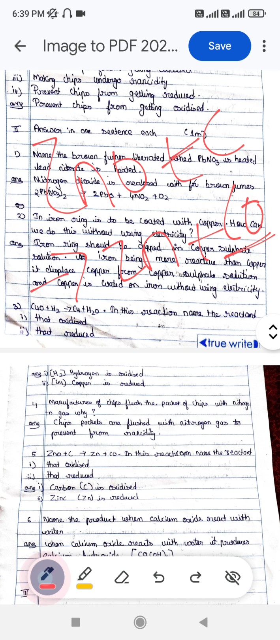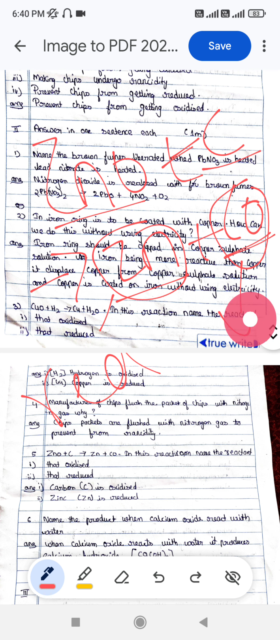Okay. In this reaction, as we already discussed in the third question, the element that loses oxygen is called reduction, and the element that gains oxygen is called what? Oxidation. Here zinc oxide, ZnO, loses the oxygen and becomes zinc. It is the reducing element, or reduction, right? Here carbon gains the oxygen and becomes carbon monoxide, so it is called what? Oxidized, right?